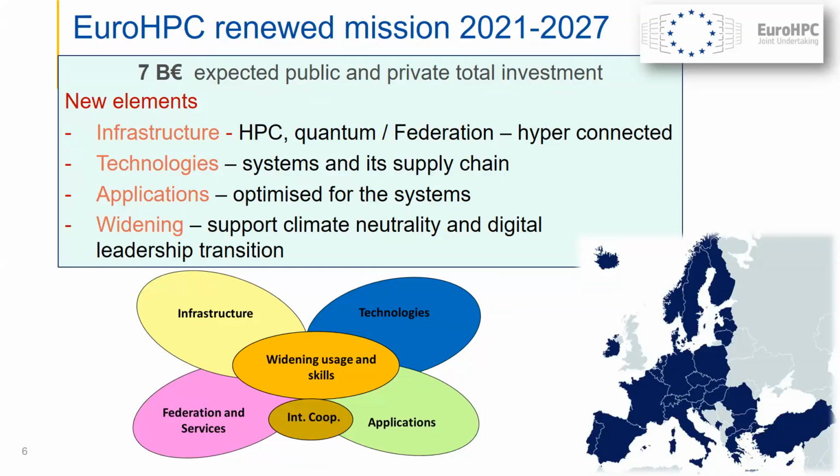According to the new multi-annual financial framework, it will get 7 billion euro of the public and private total investments. The new elements for this 21-27 period are infrastructure like quantum or hybrid HPC quantum computers, the hyperconnectivity, the federation of resources. On the software part, the European microprocessors like EPI or RISC-V, also the applications that should be optimized for the exascale and post-exascale systems. And we also support the climate neutrality and digital leadership transition through international cooperation.